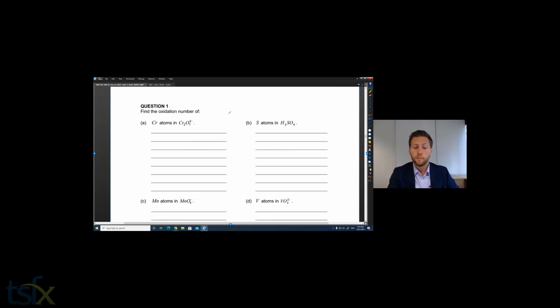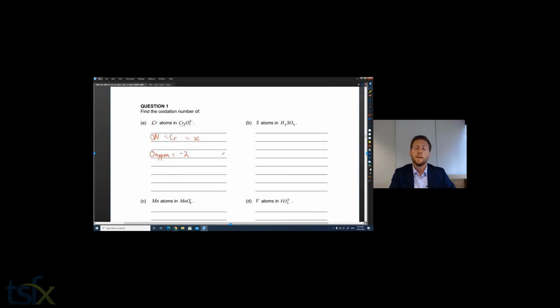All right, so chromium, Cr there, and it's asking us for the oxidation number of that in Cr2O7 2-. So how do we go about that? The oxidation number of chromium is going to be X, unknown. So we use the rules for what we know to help us work out what we don't know. We know oxygen is always -2, and we know that from rule 5.